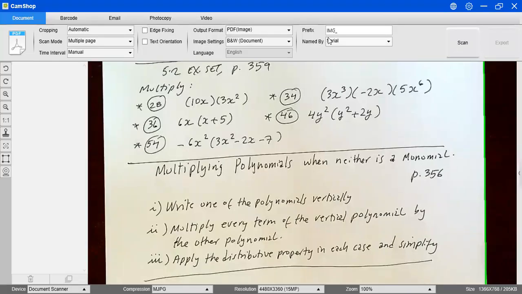Now we're going to multiply polynomials when either of those polynomials is a monomial. So I'm going to show you a general method. It's not in your book. That's the way I do it. That's the way that I have simplified my life when I was a student. So first you're going to write one of the 2 polynomials vertically. Then you're going to multiply every term of the vertical polynomial by the other polynomial. And finally, you're going to apply the distributive property in every case, and you're going to simplify.